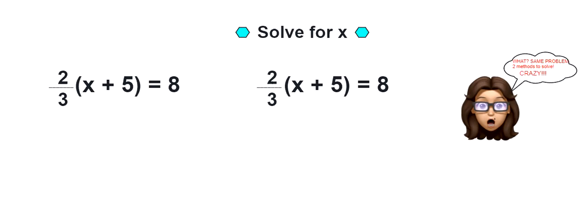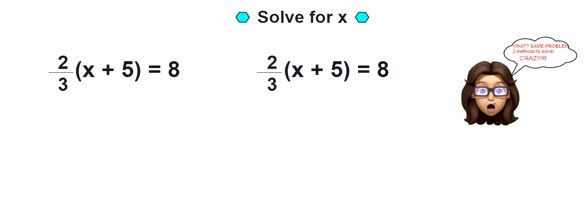Remember, we've got to start by reading these problems. So when I read the problem, solve for x, I have 2/3 times the quantity x plus 5 equals 8. Now, again, we can eliminate the fraction here. I'm going to start by putting this line down.